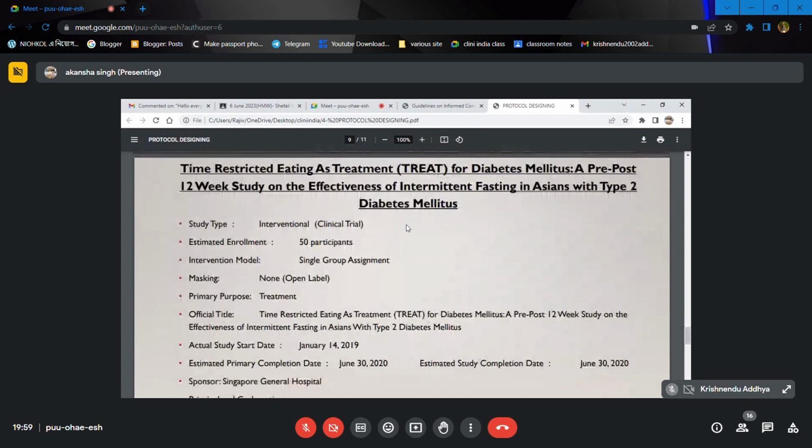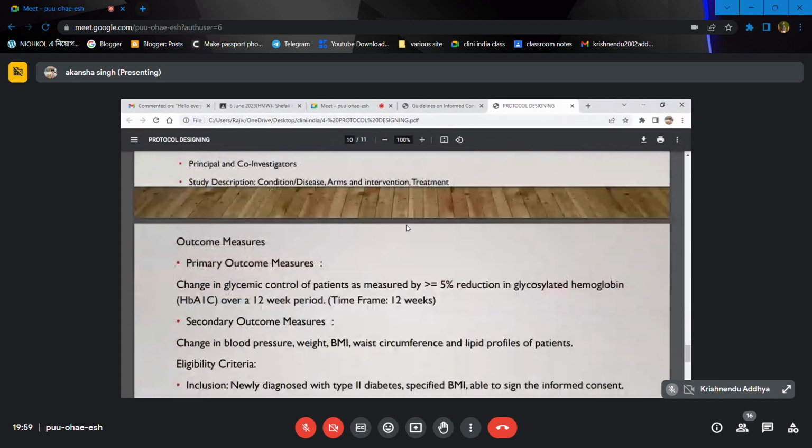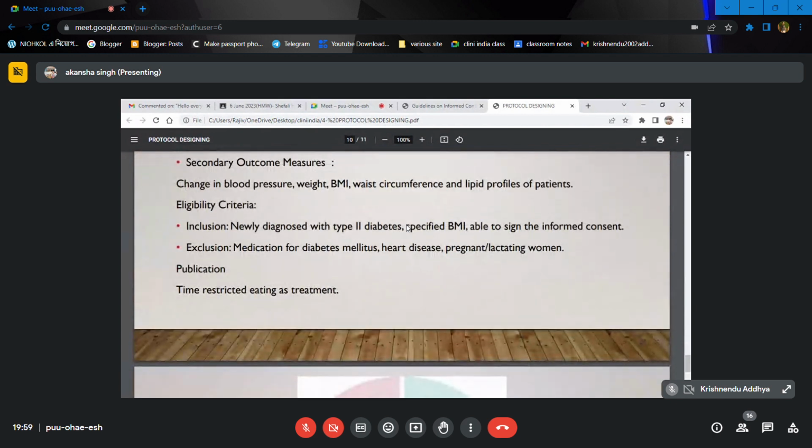Now, this is a sample of a protocol, and everything is there. The estimated population is written, single group assessment, actual start date is there, and when it is going to be finished. The sponsor is some Singapore company, and General Hospital is some sponsor site or sponsor company. Then the co-investigator and investigator names will be there. Outcomes will be measured. In the protocol outcome, when we do a clinical trial, we have only two outcomes to study, either the primary or the secondary outcome. We don't take so many endpoints in the study.